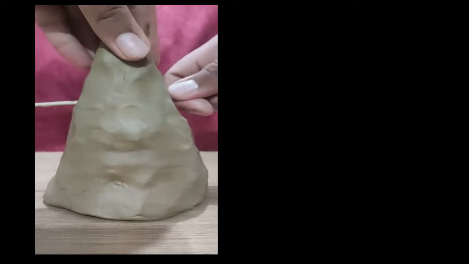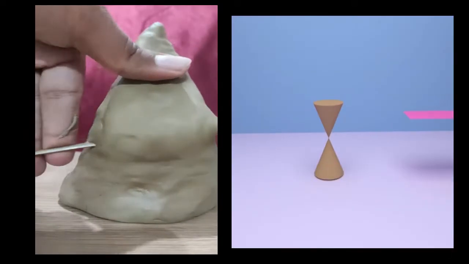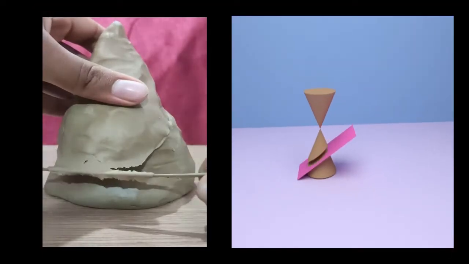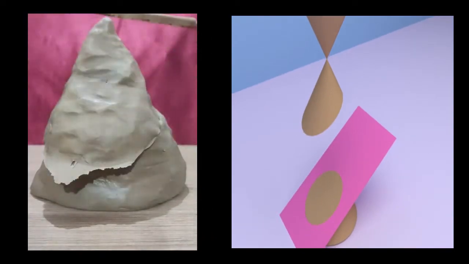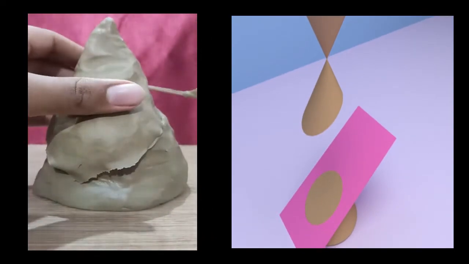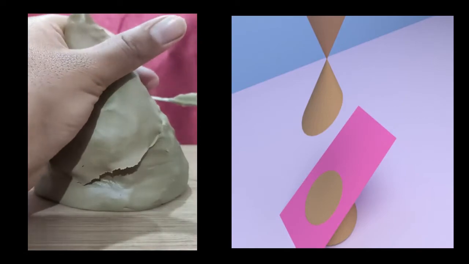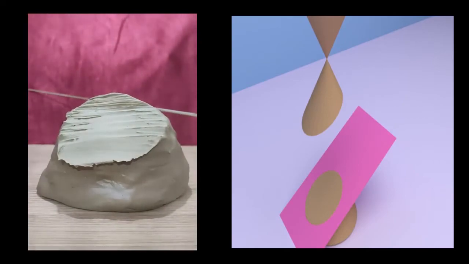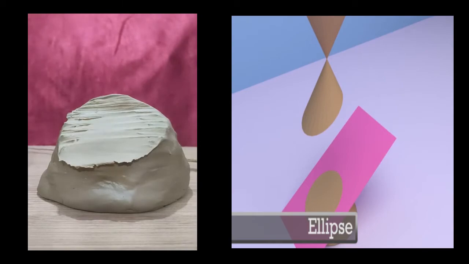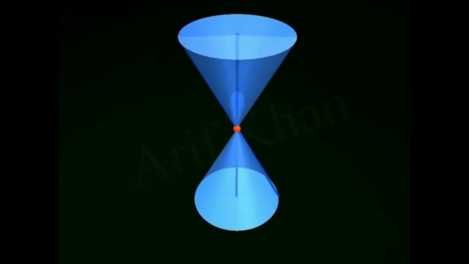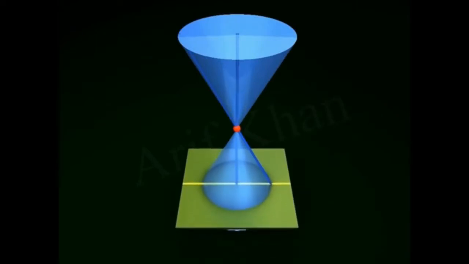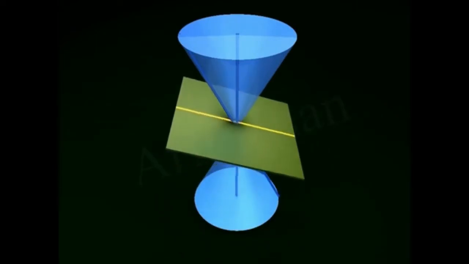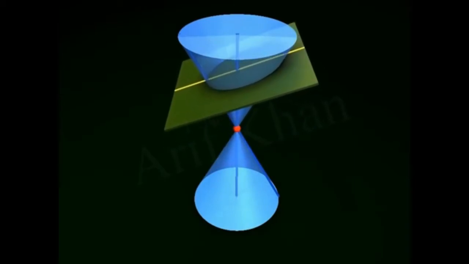Now I have increased the angle of my plane a little. Now when I cut my cone at this angle, the circular shape doesn't remain anymore. It has been stretched out to create an ellipse. When alpha is less than beta and beta is less than 90 degrees, the section is an ellipse.